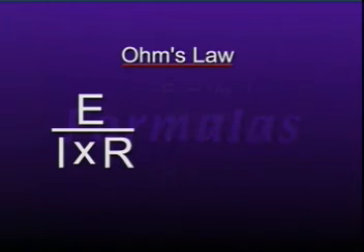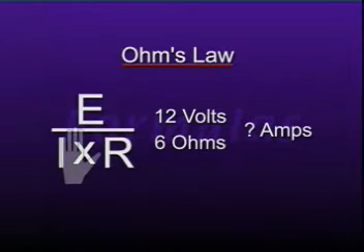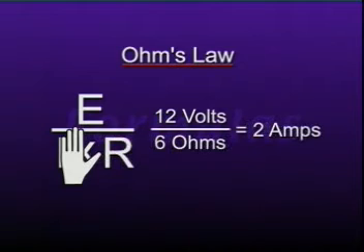If a 12-volt battery is attached to a lamp that has 6 ohms of resistance, how many amps of current will flow? To answer this, look at the Ohm's law chart. We're looking for current. Remember, I is used to indicate current. Just cover the I and do what the formula tells you. 12 volts divided by 6 ohms equals 2 amps.